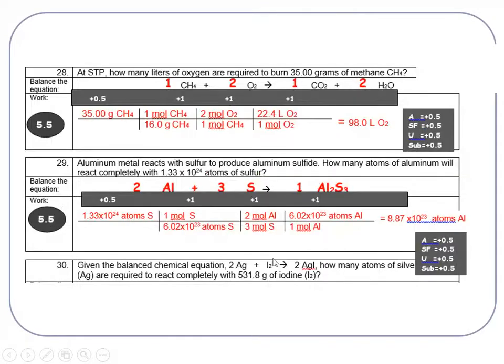Number 28, you start with 35.00 grams of CH4, divide by 16.0 times 2 over 1 for the mole ratio. Here I have molar volume. I'm going to have 98.0 liters of O2.